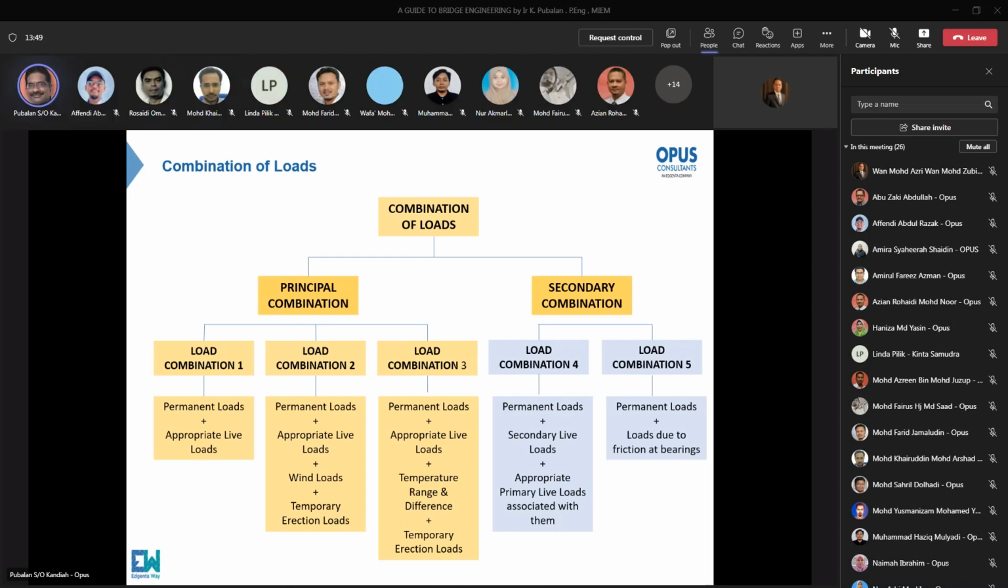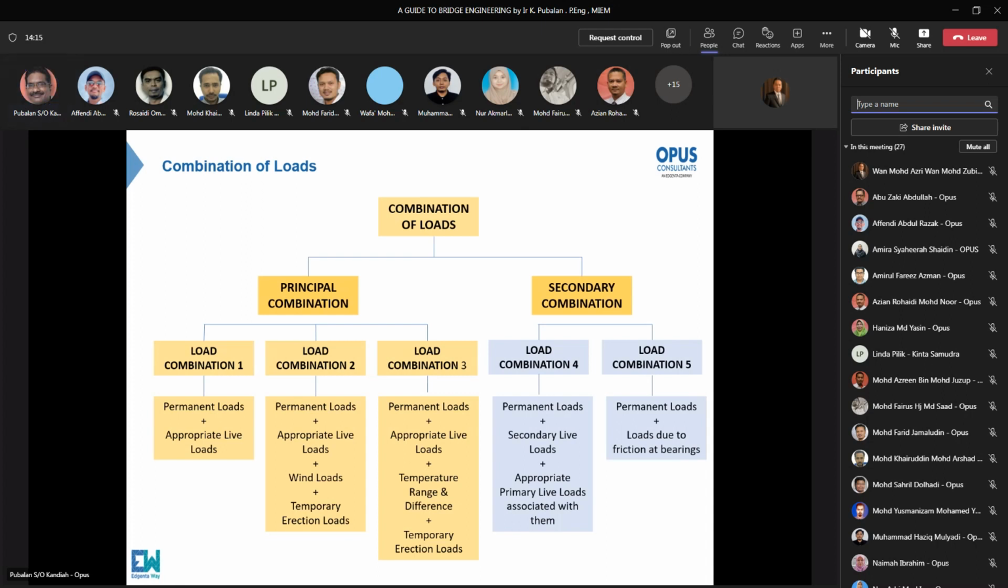Temporary erection loads is just written generally in BS 5400, but it is not elaborated extensively because you need to look at it as per the characteristics of the construction itself. It will differ from case to case. So the engineer has to study and consider temporary erection loads as well.